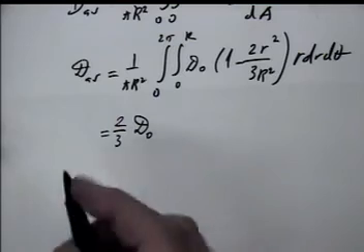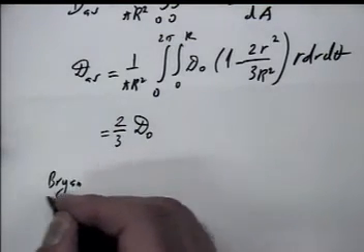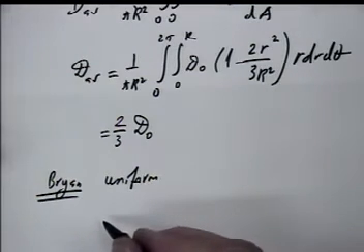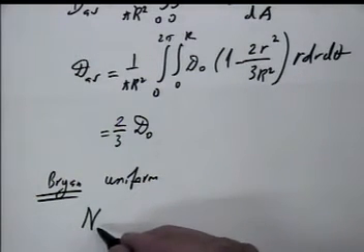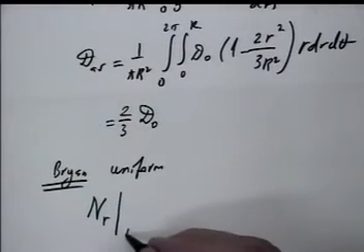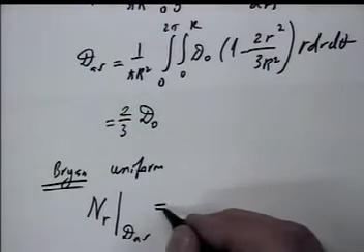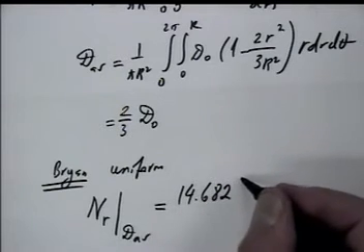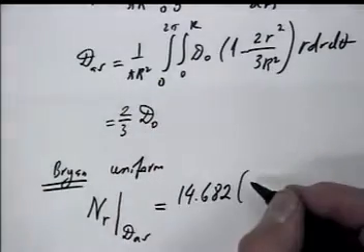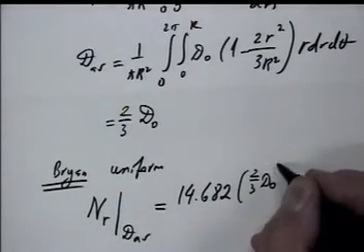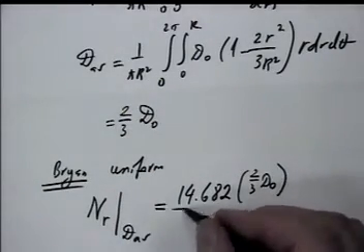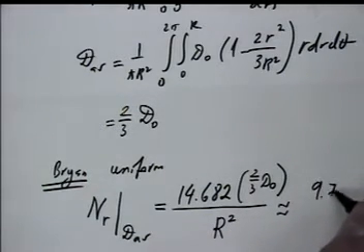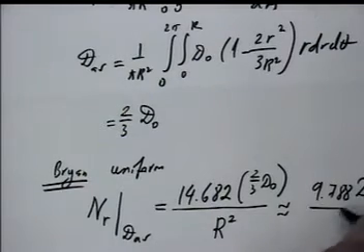Now, we know the formula by Bryan. Bryan's formula for the uniform case is N_r, that corresponds to D average, equals 14.682 D over R squared. So I substitute 2/3 D0 divided by R squared. This comes to approximately 9.788 D0 over R squared.